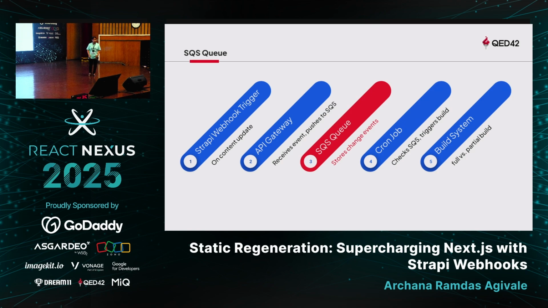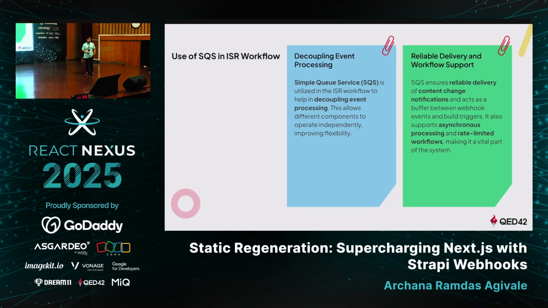So our third step is SQS. Many of you might have worked with SQS. SQS is a simple queue service, a messaging service managed by AWS. So why do we use SQS? Suppose something gets changed, content gets changed in Strapi, it will trigger the API.